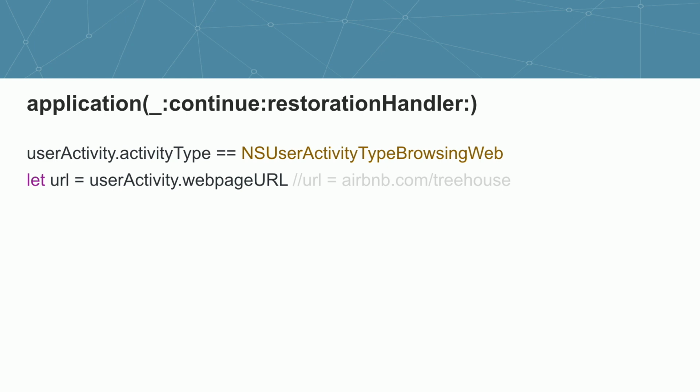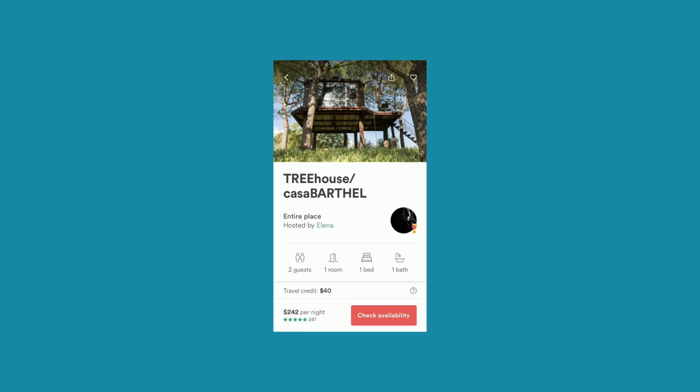And what you can do is you can take that user activity object and you can see what type of user activity that is. And in the case of universal link, it's going to be this browsing web type. And then if that's the case, then you can store that into a URL, parse that URL, and determine where the user needs to go within your application. So, for example, we can pull this URL out, we can parse it into airbnb.com/treehouse, and then we know that we're going to be taking this user to this treehouse. And this is the result. You end up in the native application flow, actually seeing the treehouse, right?